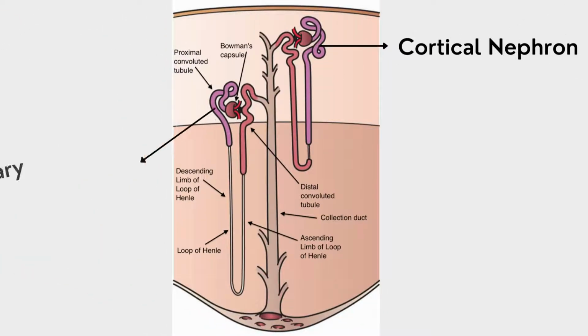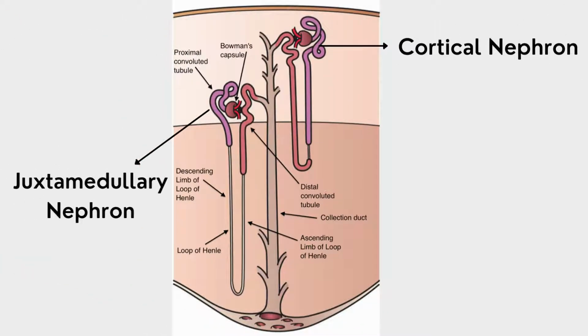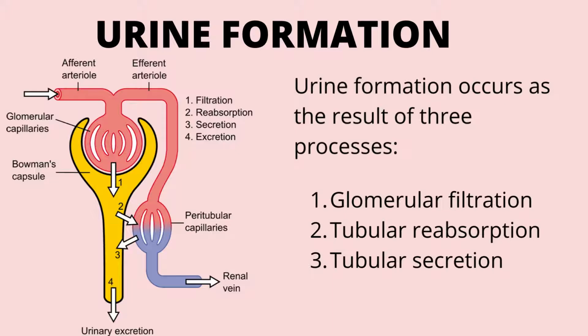This is just a diagram representing the cortical nephrons and the juxtamedullary nephrons. You can see the tip below, that's your renal papillae. So you can see that the loop of Henle is almost reaching the tip or the pelvic tip. Now the main meat of this video, urine formation. Urine formation occurs as a result of three processes: glomerular filtration, tubular reabsorption and tubular secretion.